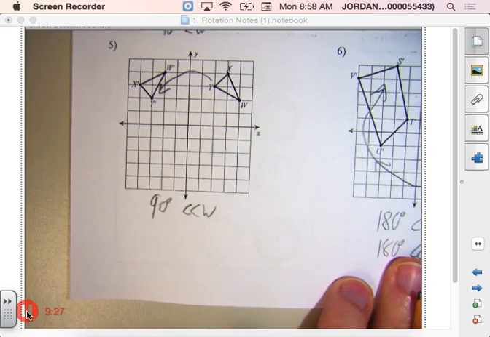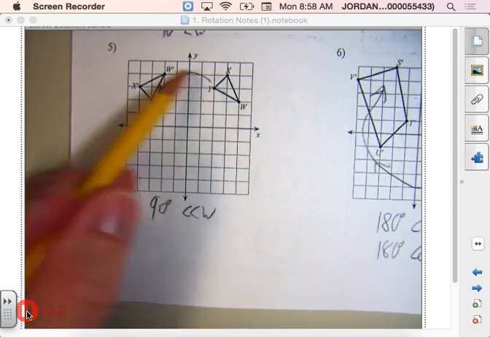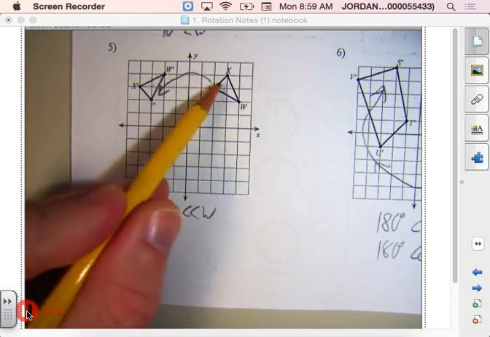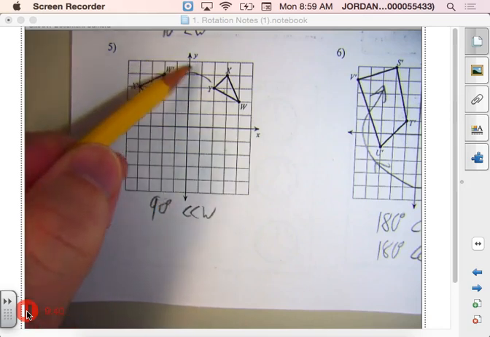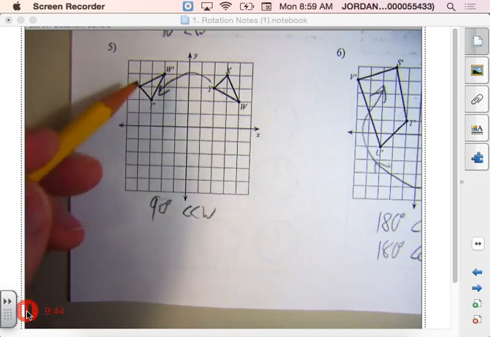Number 5. On number 5, we've got a shape right here with no primes. Here's the shape with the primes. So we're moving in this direction, and we're only going 1 quadrant. So that's 90 degrees. And we're going the opposite way the clock rotates, so that's counterclockwise.